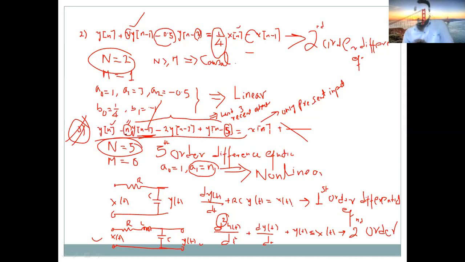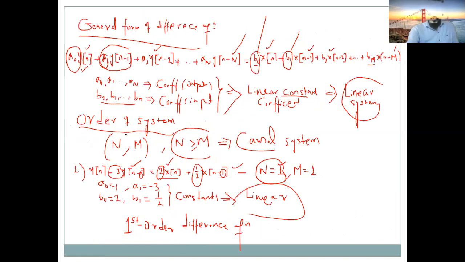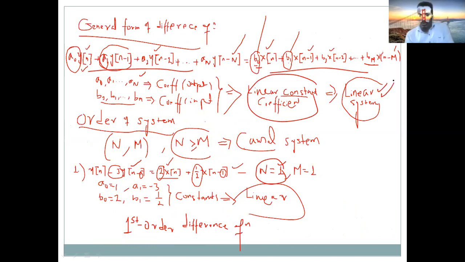All the coefficients on the output side, A0, A1 up to an, and on the input side, B0, B1 up to Bm, if you see this general equation, all the coefficients must be constant. If they are constant, our system will be linear. But if one of the coefficients is not a constant value, then the system becomes a non-linear system.